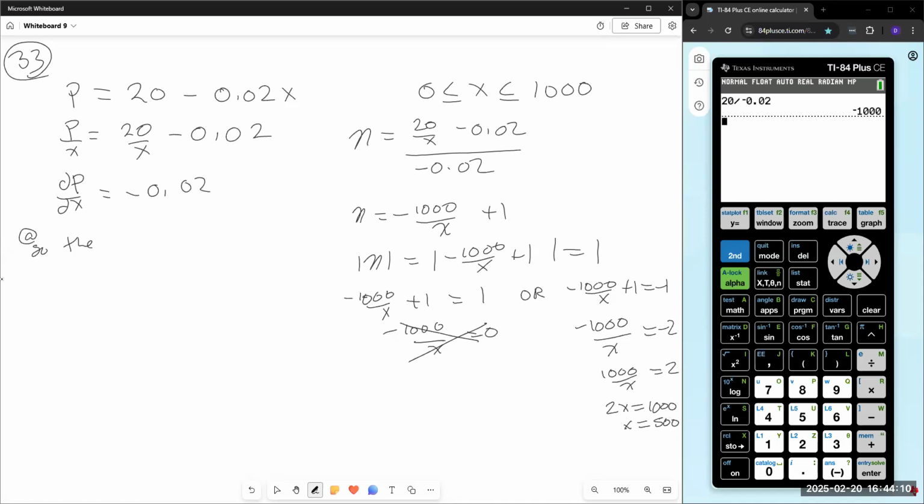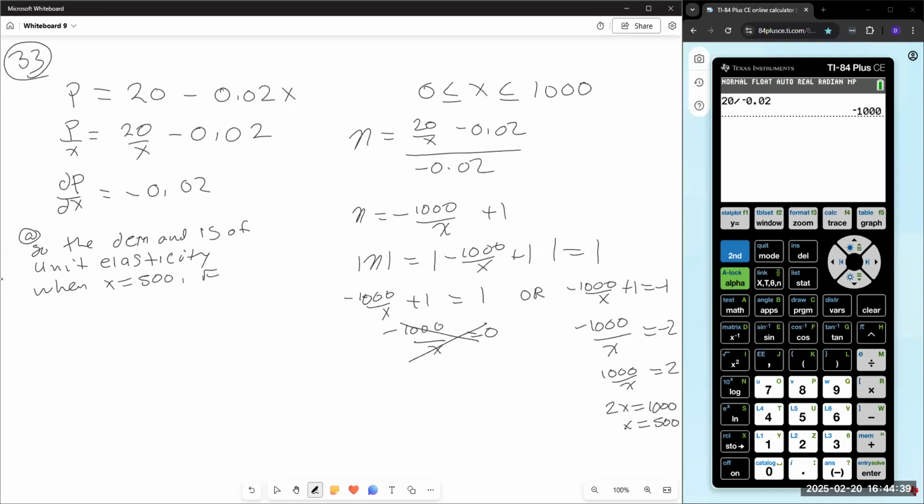So the demand, this is my answer for part A, is unit elastic, of unit elasticity, when x equals 500 units.